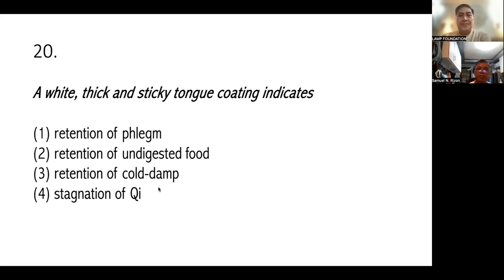Okay, number 20. Ito na, sticky or slippery. A white, thick, and sticky tongue coating indicates retentions of phlegm, retentions of undigested food, retentions of cold damp, and stagnation of chi. 1, 2, and 3. What about chi stagnation? Ano ang tongue coating niya? Would you see any change? Wala naman po. Okay, good.